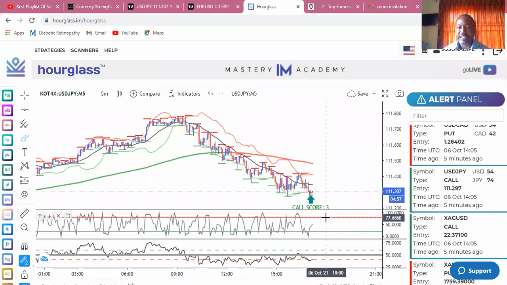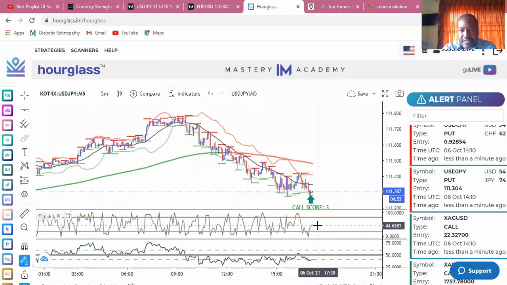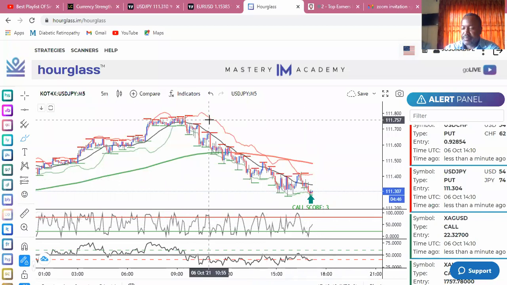So wait for the next candle. Let's see if the next candle will push it up to the 347 area. So USD JPY, you are looking for 347 bearish movements.